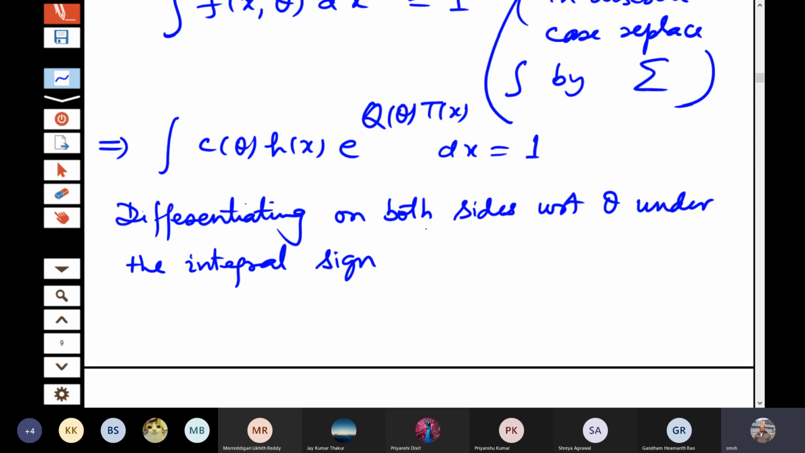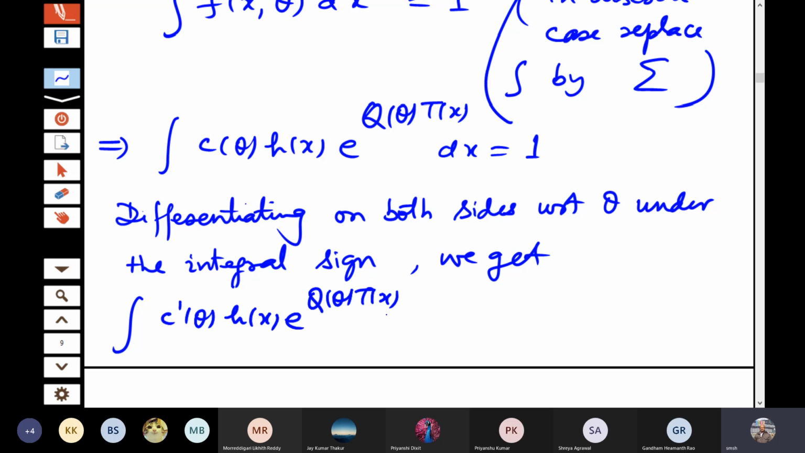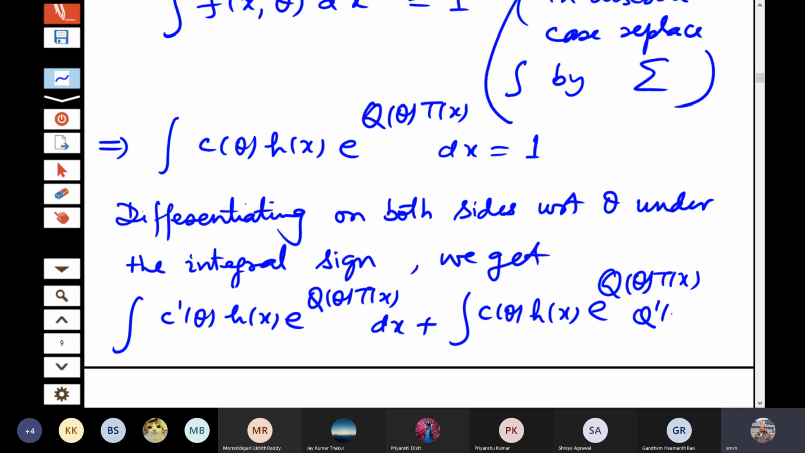So that assumption we are making here, that the differentiation under the integral sign is allowed. And for the distribution in the exponential family, actually it is true. So what we will get, here first term, if I differentiate, I will get c prime theta, times the integral of e to the power q theta tx dx, plus in the second part, e to the power q theta tx, and you will get q prime theta tx, derivative of this, that is equal to 0.